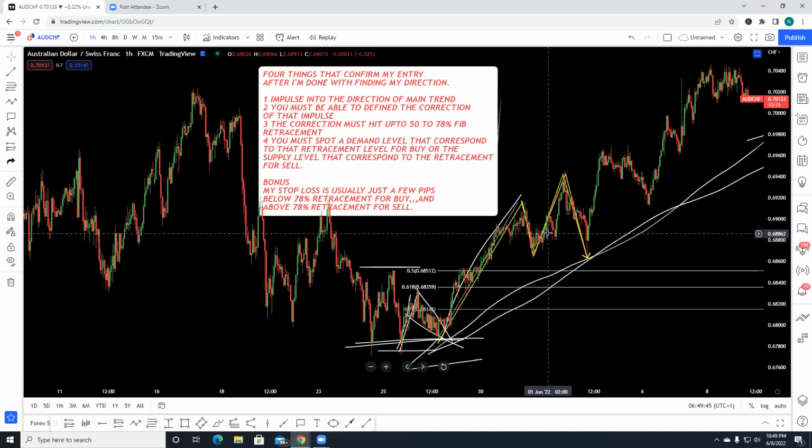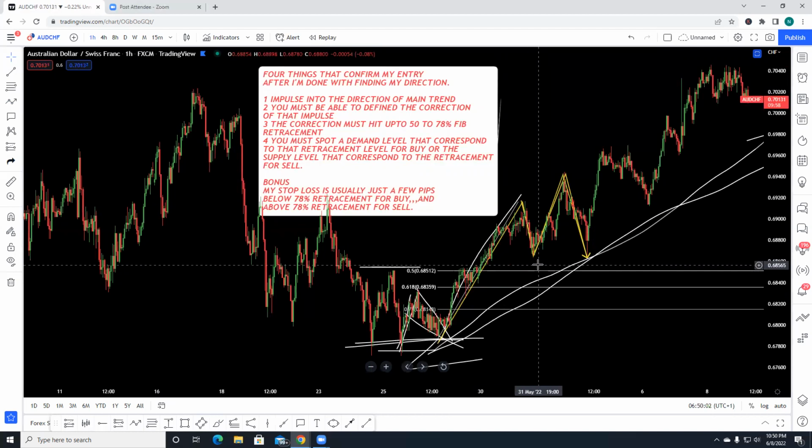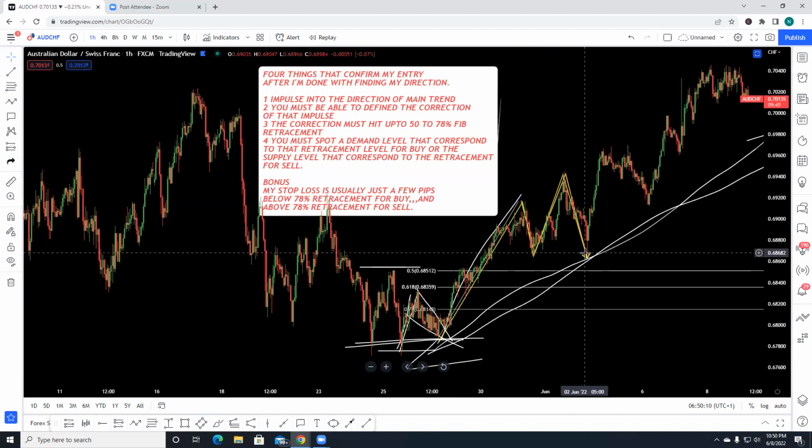If you are not able to define and give us detailed characteristics of the corrective structure of that impulse, then whatever analysis you are doing will not have any credibility. Do you understand? In this case, we have defined it that this is ABC move. All right, this is an expanding flat because B here broke the level of A and C here.